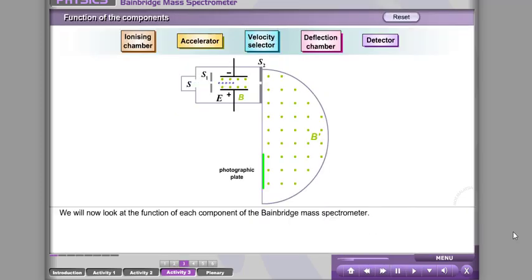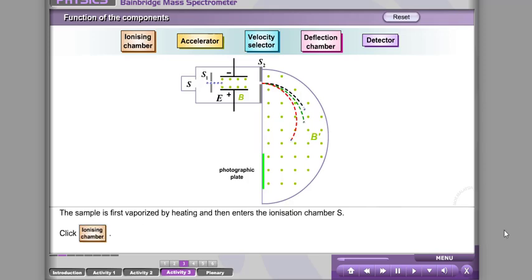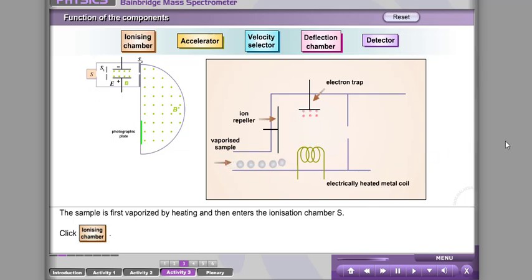We will now look at the function of each component of the Bainbridge mass spectrometer. The sample is first vaporized by heating and then enters the ionization chamber S. Click the ionizing chamber button.